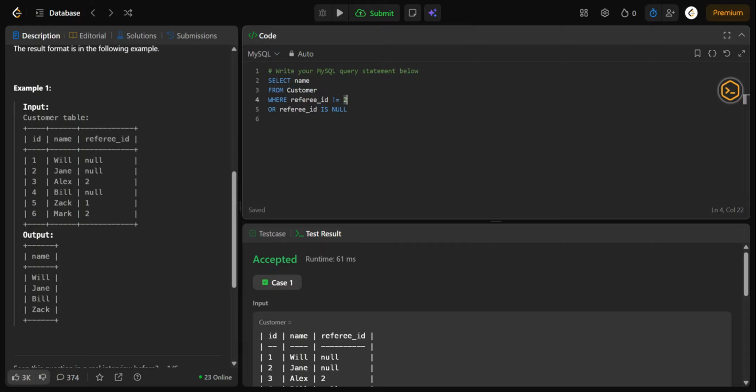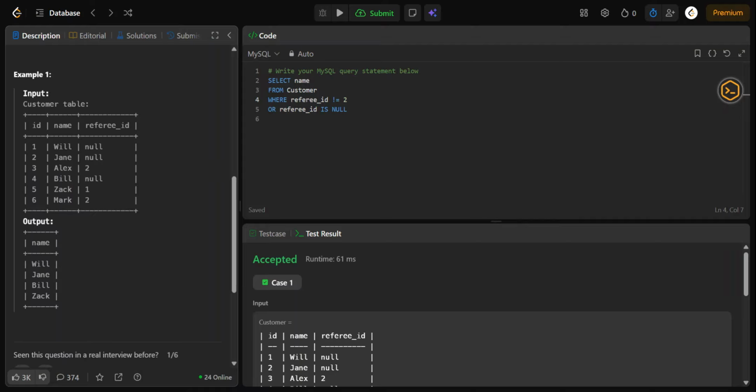Alex, referee ID is null or not equal to 2? No. Because this condition is not true, and this is also not true, both the conditions fail. So we will not add Alex to our final answer. What about Bill? Referee ID is null. Okay, add into the final answer. For Jack, referee ID is 1. Referee ID is 1, not equal to 2. Okay, add into the final answer.